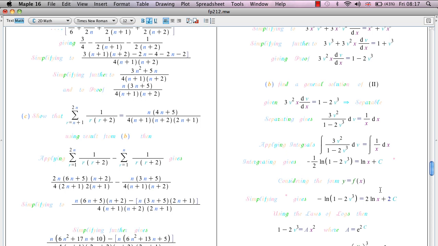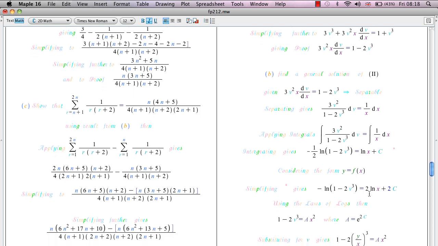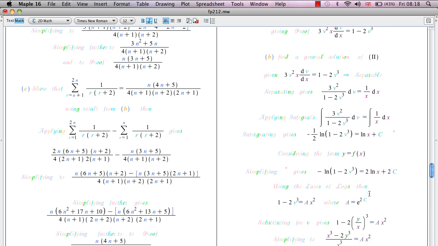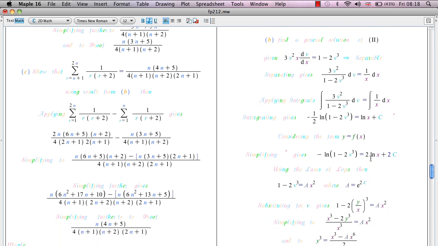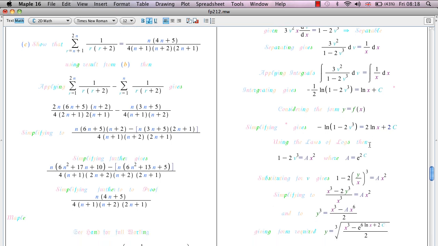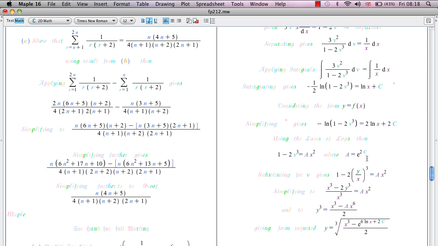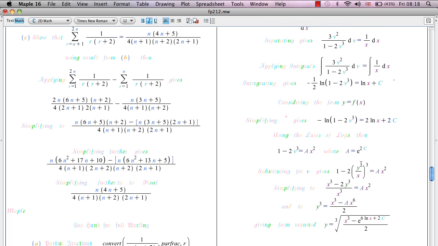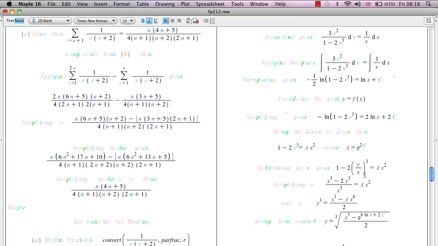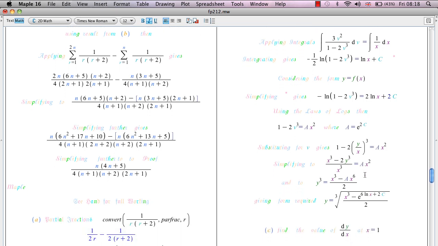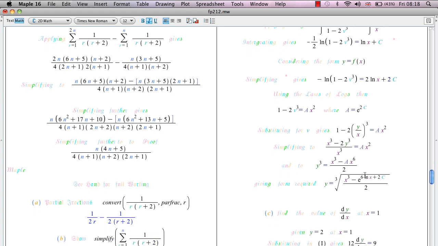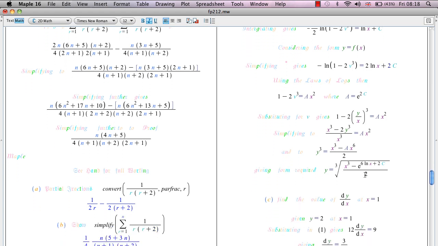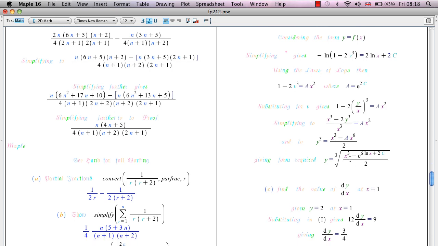So considering the form y equals f of x, simplifying further to here and using the laws of logs, where A equals e to the power 2c, considering that v is y over x, substituting for v and simplifying further to y cubed, and so y equals the cube root of this expression.